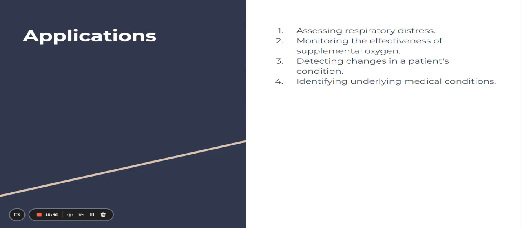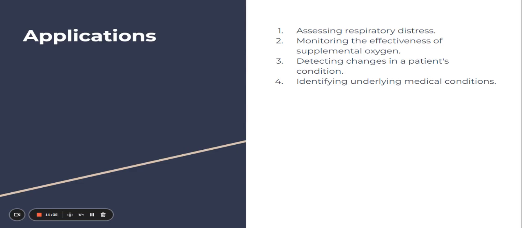In terms of applications of pulse oximetry, there are several of them. I list four here. The first one being assessing respiratory distress. Pulse oximetry can help paramedics assess the severity of a patient's respiratory distress and determine if the patient is experiencing hypoxia. Again, that's the low oxygen levels in the blood.